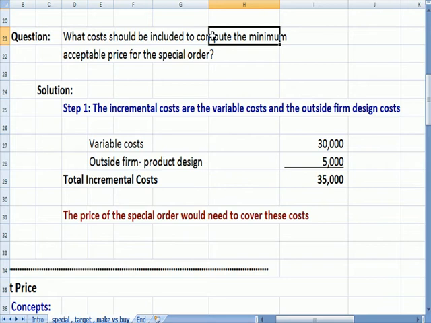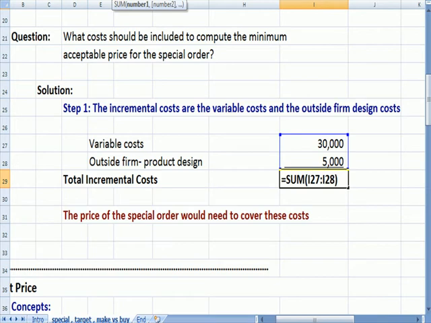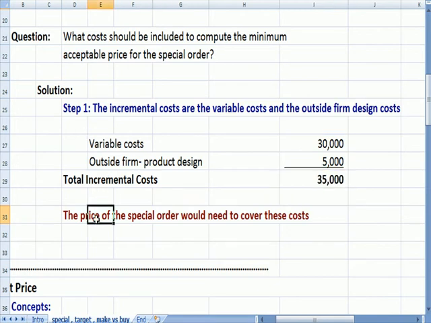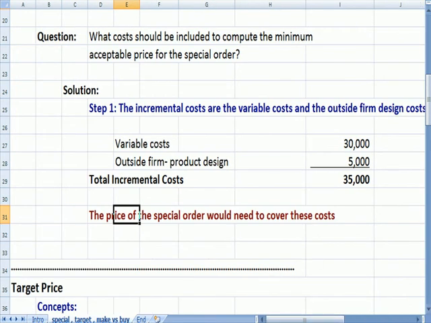The assumption is you've got to charge enough to cover your incremental costs. And in this case, the incremental costs are your variable costs and the outside design firm costs, which would be the $30,000 variable plus the outside firm product design cost of $5,000. You've got to cover at least $35,000 in costs and include that in the price of the special order. Plus, you'd have to figure out a reasonable profit for you.